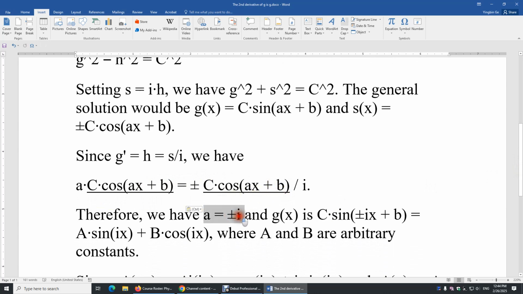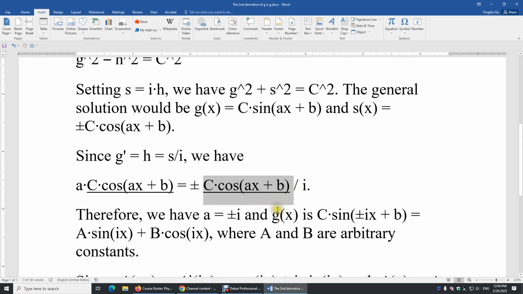A must be plus minus i. What's the trivial solution? Well, the trivial solution is very simple. If g is simply 0, and then g double prime is also 0. Now let's look at this non-trivial solution. A must be plus minus i because over here this part underlined equals this part also underlined. Therefore, a must be plus minus 1 divided by i. Therefore, a is plus minus i.